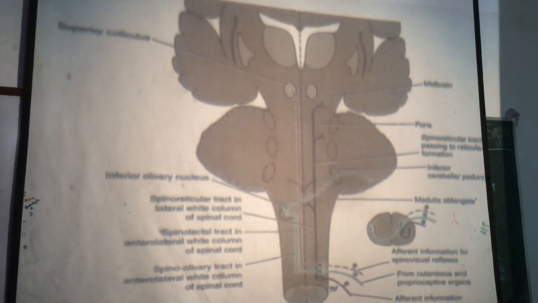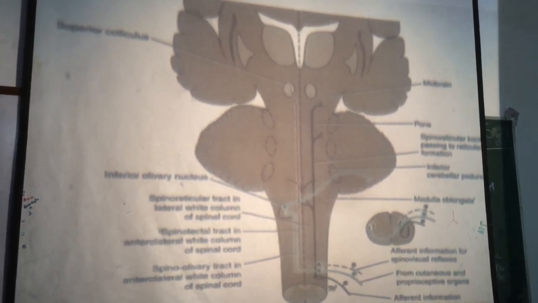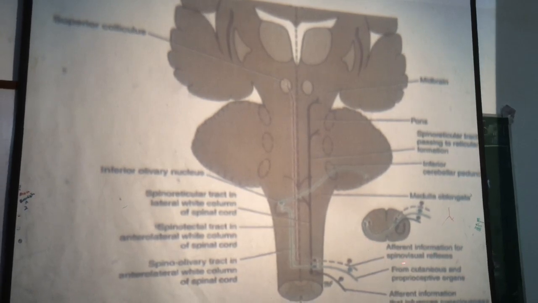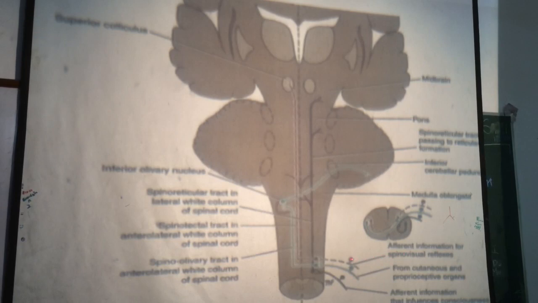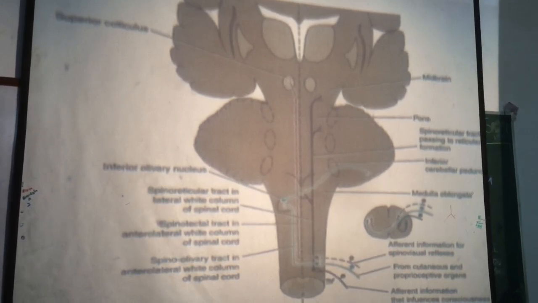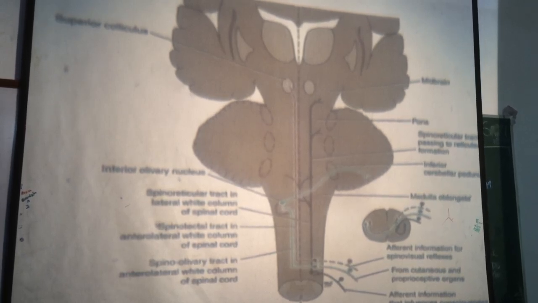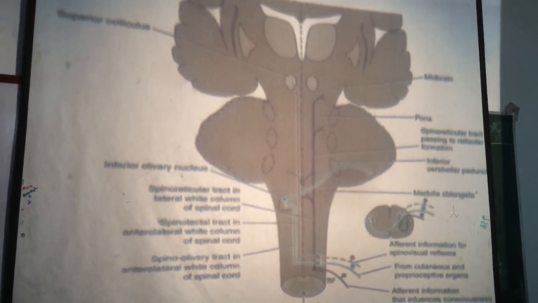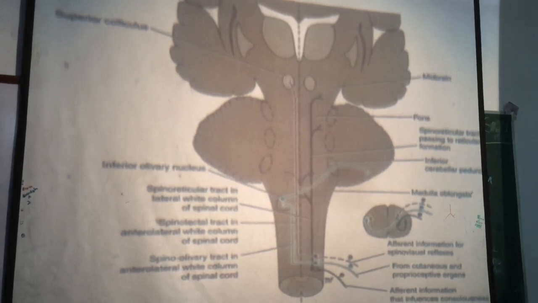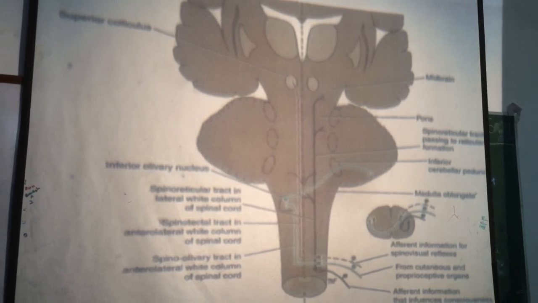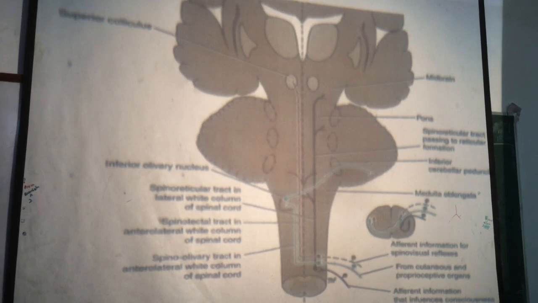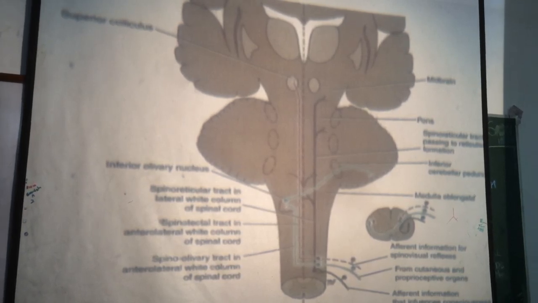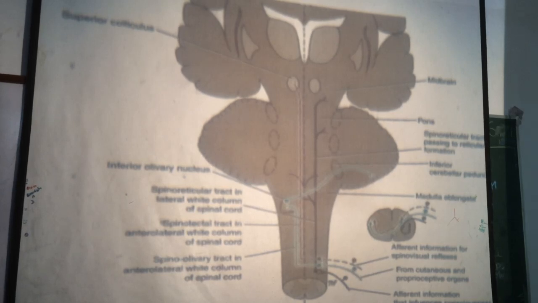What is the function of this tract? It forms the afferent pathway for spino-visual reflexes, and helps to turn or move the head and eyes towards the source of stimulation.